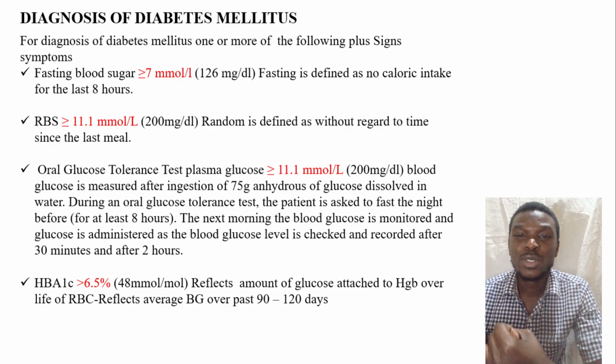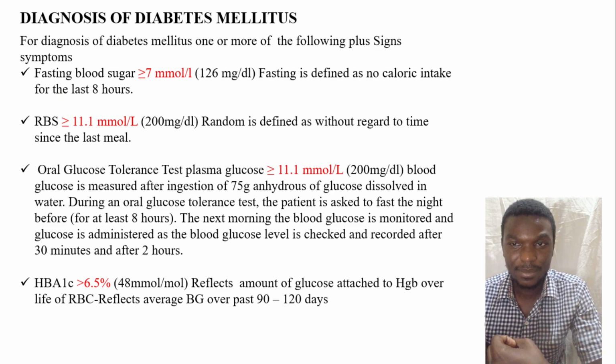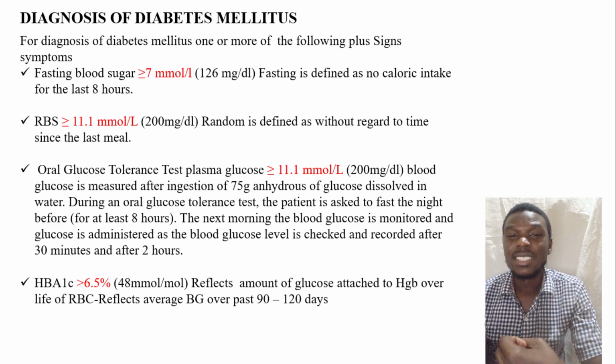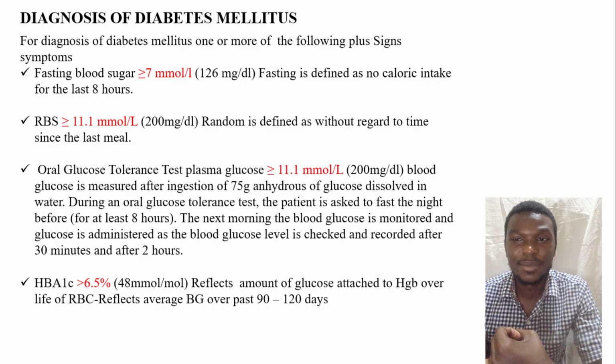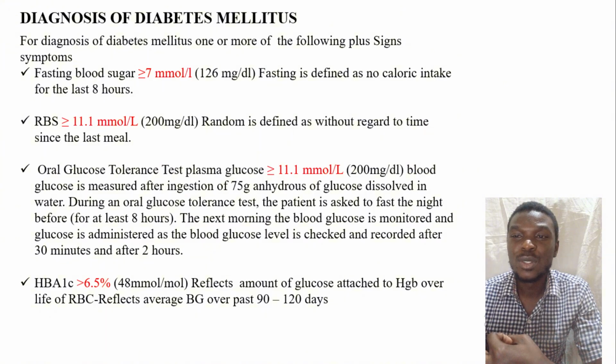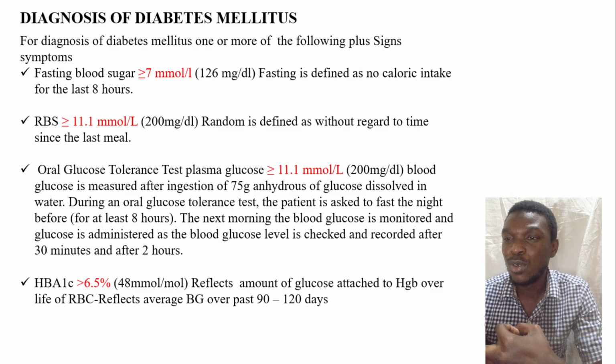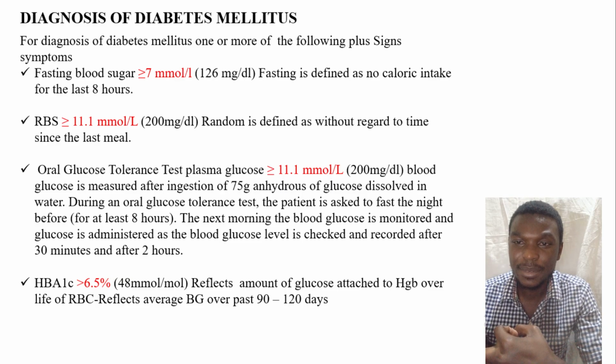So this random blood sugar is regardless of whether they had a meal or they didn't eat anything, meaning that patient is diabetic. Then you can do an oral glucose tolerance test. So in this one, you give a patient 75 grams of anhydrous glucose dissolved in water.